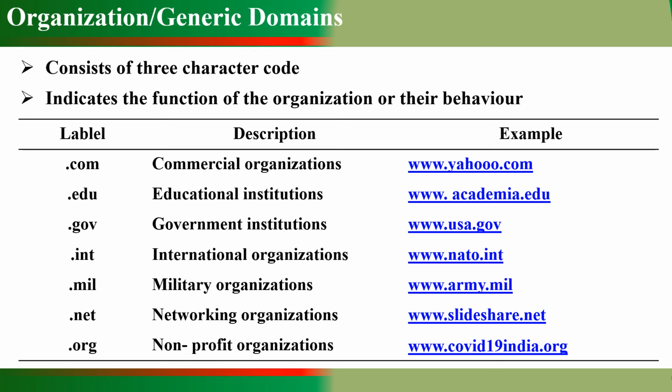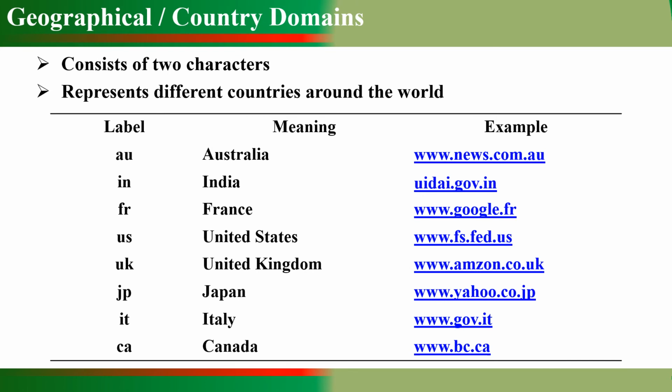Next domain is the geographical or country domain. The format of a country domain is the same as that of an organizational domain, but it uses a 2-character country abbreviation in place of a 3-character organizational abbreviation. So it consists of 2 characters. It represents different countries around the world. For example, AU stands for Australia, IN for India, FR for France, US for United States, UK for United Kingdom, JP for Japan, IT Italy, CA Canada, PK for Pakistan.